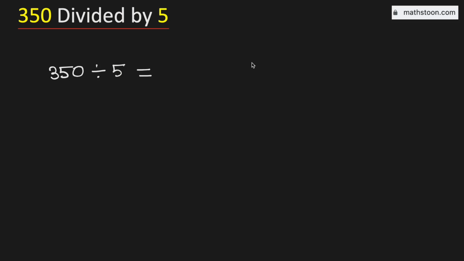In this video, let us learn how to divide the number 350 by 5 using the long division method. Consider the first digit 3. It is less than 5, so we will consider the first two digits. That is the number 35.